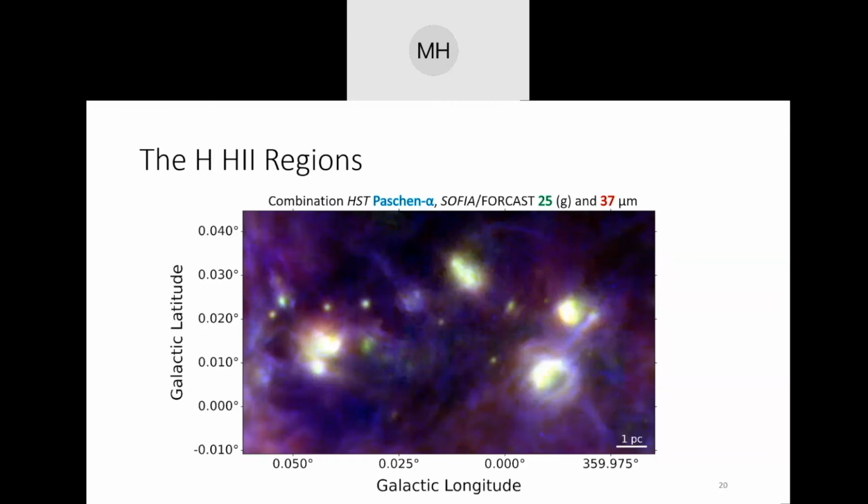Looking at these objects, I'm going to talk in particular about these sources, H1, H2, and H5, and these are H II regions, which are thought to be powered by individual massive stars, or at least that's the understanding of them from the literature before the work we did.